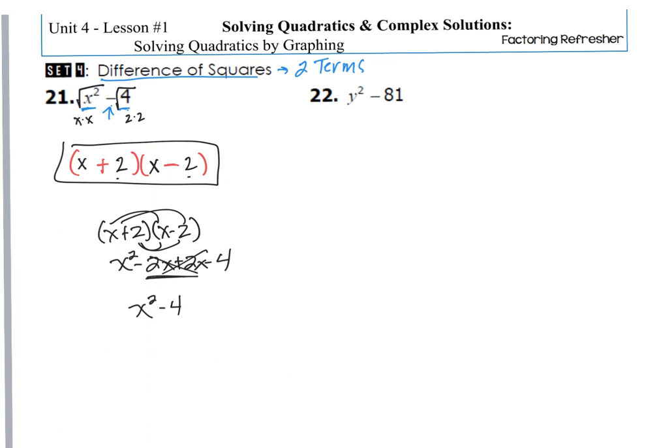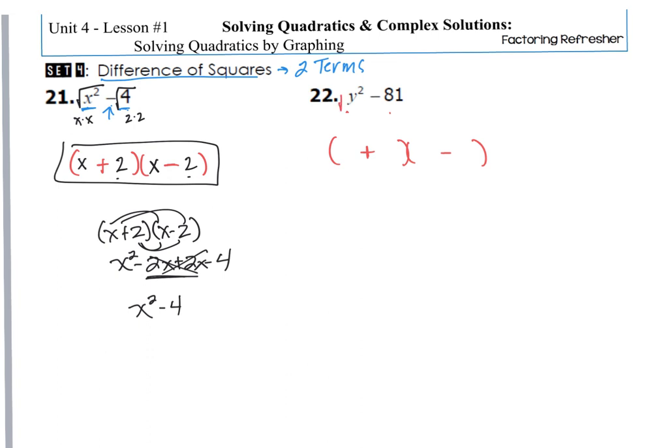So let's look at 22. We have y squared minus 81. Again, we have just these two terms. There's no GCF to take out, but I recognize that y squared, anything with an even exponent, is a perfect square. Okay, 2, 4, 6, 8, 0, ending. Perfect square. 81 is a perfect square. It's 9 times 9. And so that means I can make two sets of parentheses. The first set I'm going to put plus, the second minus. You could flip-flop it. It works the same.